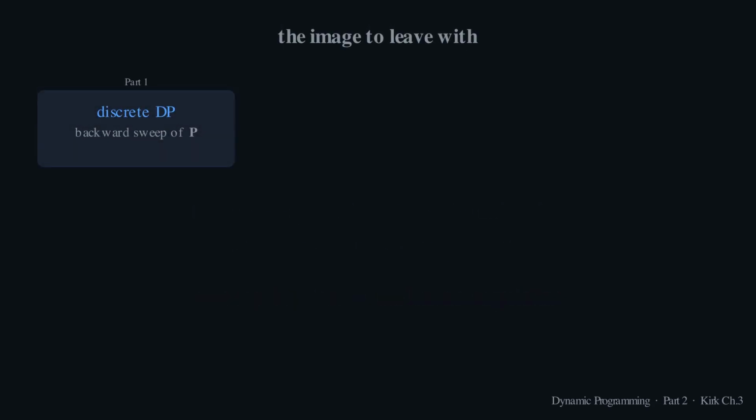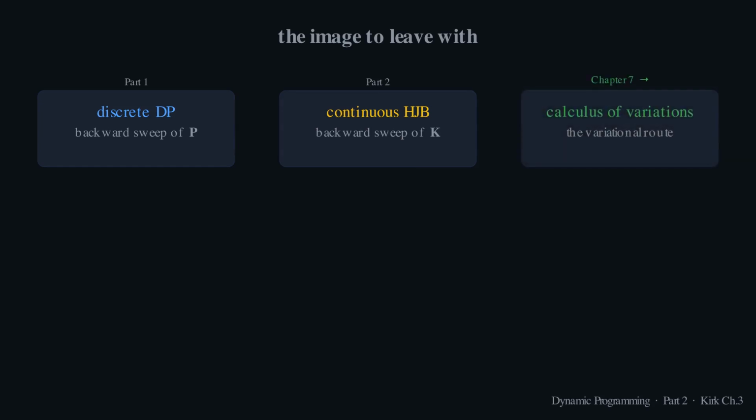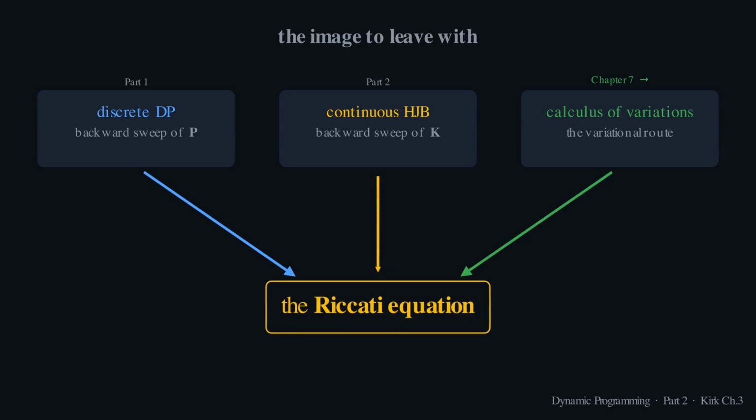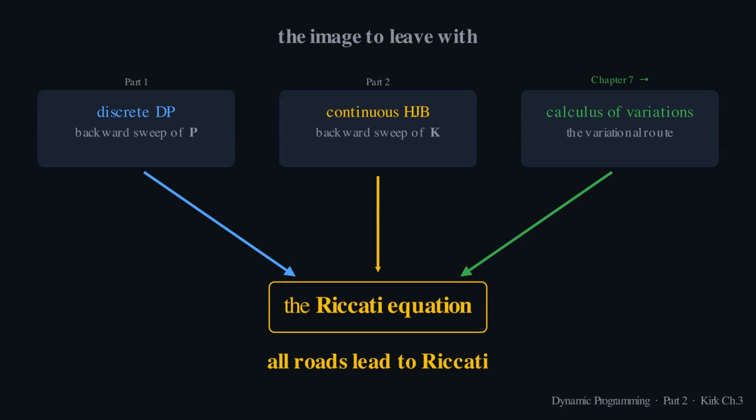But here is the image to leave with. In part 1, the discrete dynamic programming recurrence led us to a backward sweep of matrices. In part 2, the continuous Hamilton-Jacobi-Bellman equation led us to a backward sweep of k. And there is a third road, the calculus of variations, waiting in chapter 7. And for linear regulator problems, all 3 roads arrive at the very same place, the Riccati equation. All roads lead to Riccati.